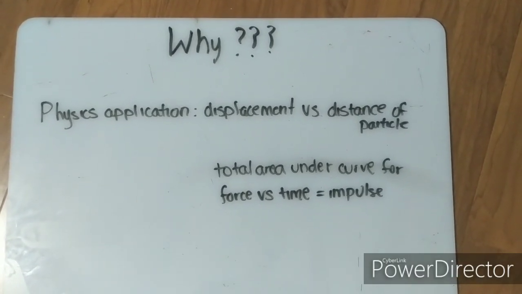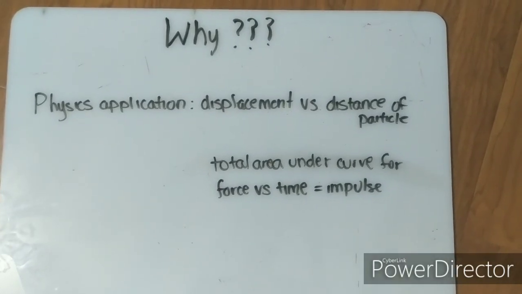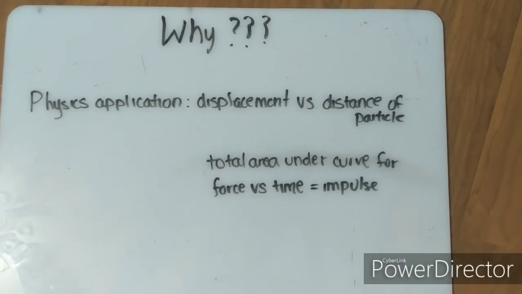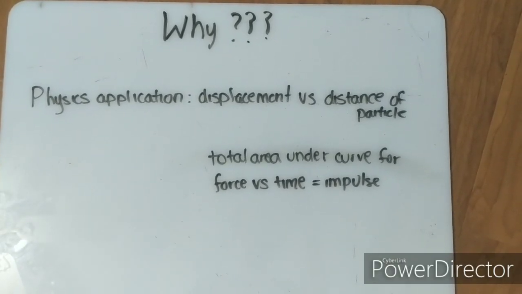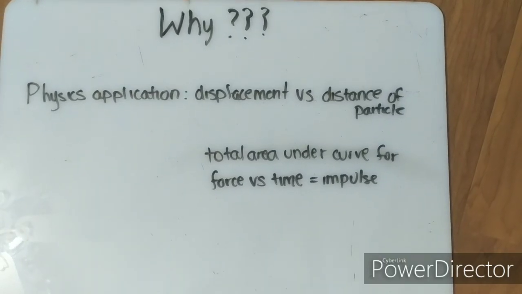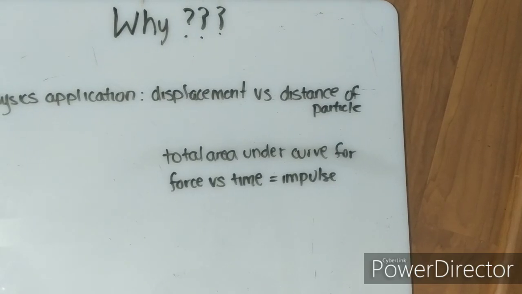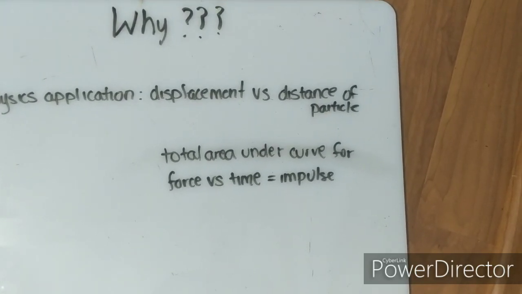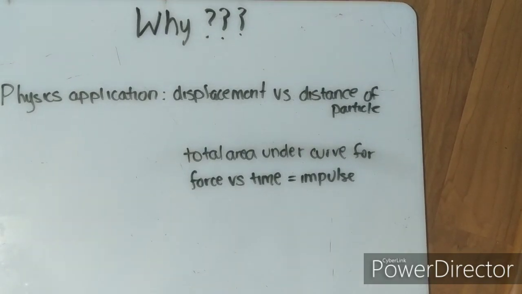Another example is that the total area under a curve for a force versus time graph is the impulse of that graph. So those of us in physics will know that we were required to count the boxes under the force versus time graph to find impulse. However, we can use the total distance equation and find the total area under the curve in order to find the complete impulse as well, using integration.